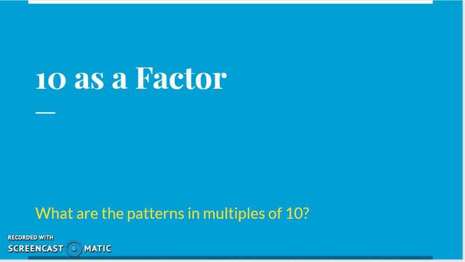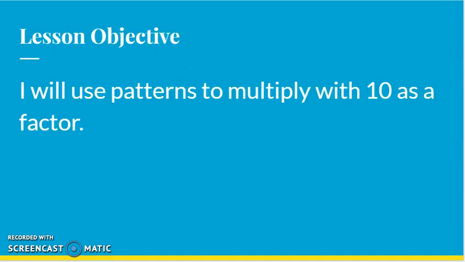We're going to start out with our learning objective for this morning. As always, I like for you to know ahead of time what you should be learning from the lesson. So your learning objective for today is I will use patterns to multiply with 10 as a factor. Now, I remember last week at school, we were working on patterns with 2s, 5s, and 9s. Today, we're going to be talking about patterns that we see with 10s to help us with multiplication facts.